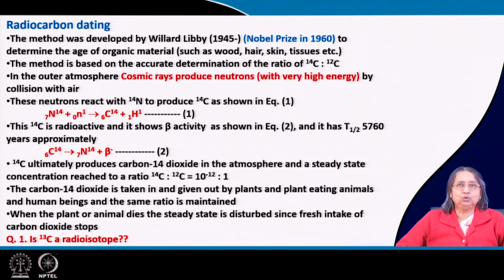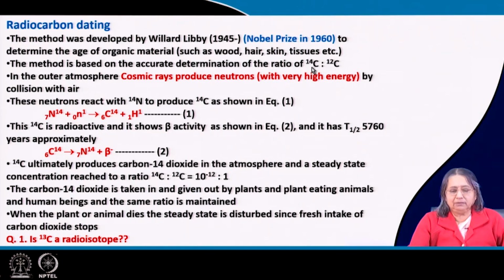Say, for example, some wood was produced a long time back, and it is kept for, say, 30 years, 40 years, even more years. So, when it was produced, that you can determine. Now, the method is based on the accurate determination of the ratio of C14 to C12.